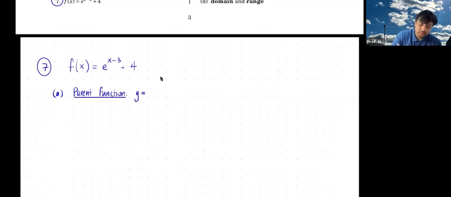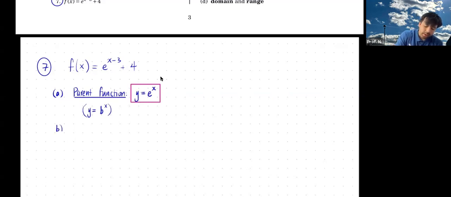Remember, parent functions look like this for exponential functions: y equals a times b to the x, or you can just say y equals b to the x. That's the form of the parent function for any exponential function. And Andrew, that's right. The parent function should be e to the x, because that's where you start from. That's your base.